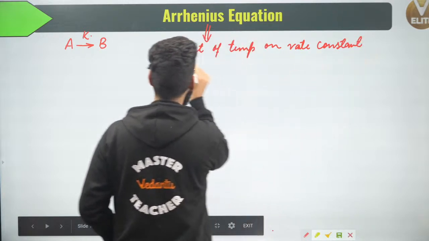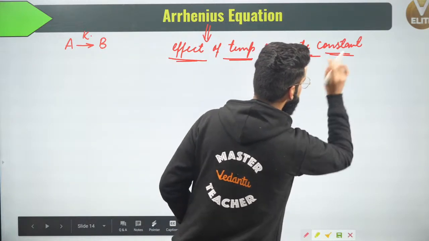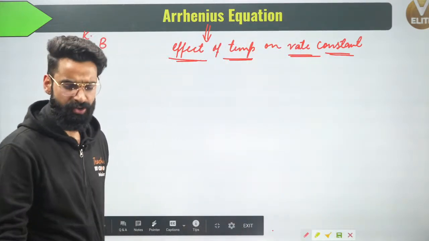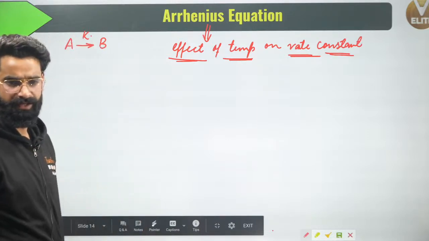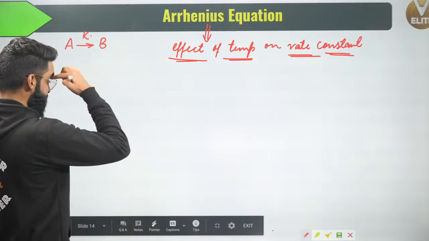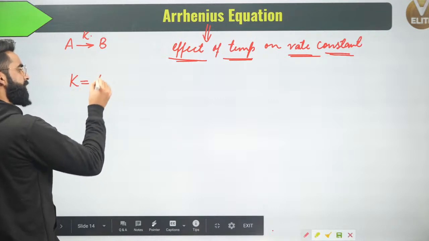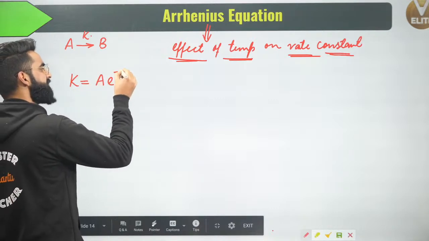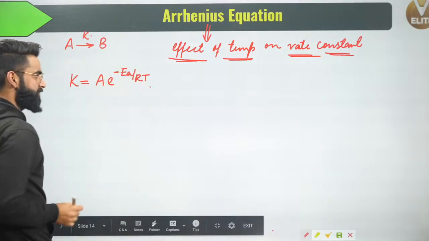Arrhenius equation gives me the effect of temperature on rate constant. As per the Arrhenius equation, I'll get to know whether the rate constant will increase or decrease on changing the temperature. And how will I be getting to know that? See, guys, I'm going to give you the equation directly. As per the Arrhenius equation, K, the rate constant, is equal to A e to the power minus Ea divided by RT. This is what we call the Arrhenius equation.